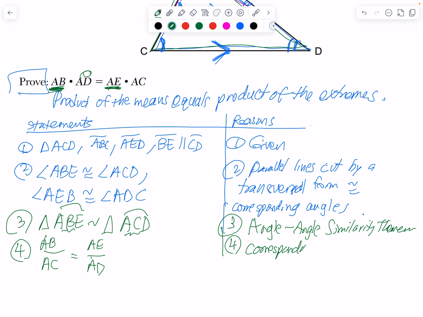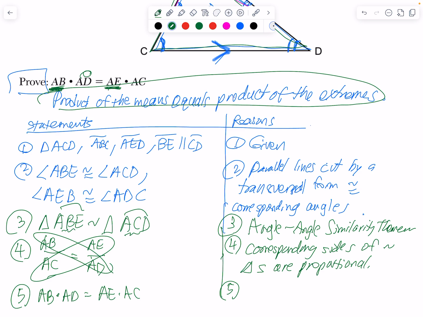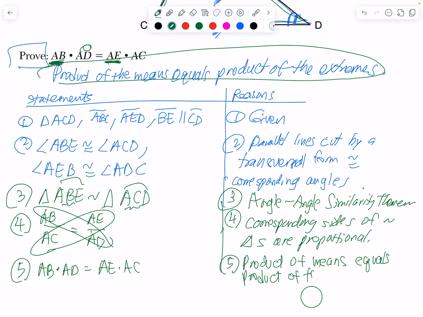And what do we write here? Corresponding sides of similar triangles are proportional. And once you have a proportion, you cross multiply, and that's exactly what we're going to do, but just write this final statement here. So as you can see here, we show that AB times AD is equal to AE times AC because of the statement I mentioned before. Product of the means equals product of the extremes.